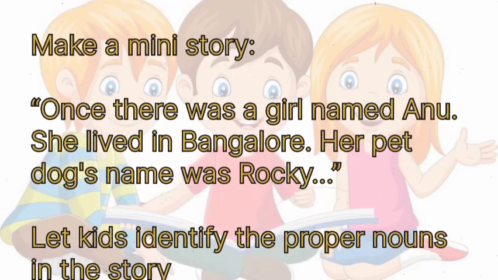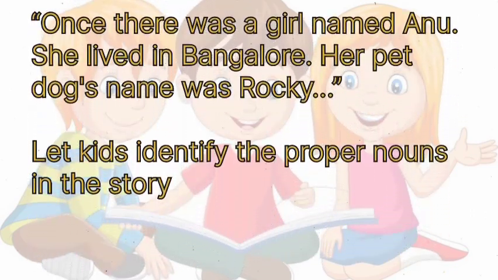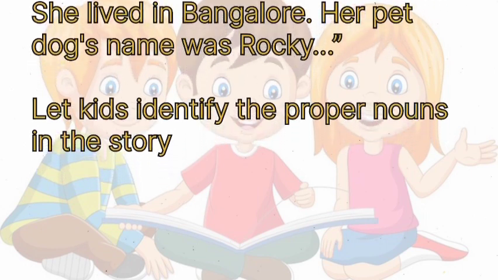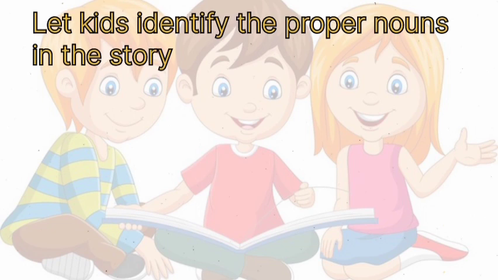Make a mini story. Once there was a girl named Anu. She lived in Bangalore. Her pet dog's name was Rocky. Let kids identify the proper nouns in the story.